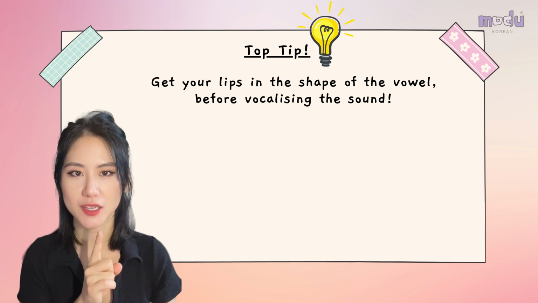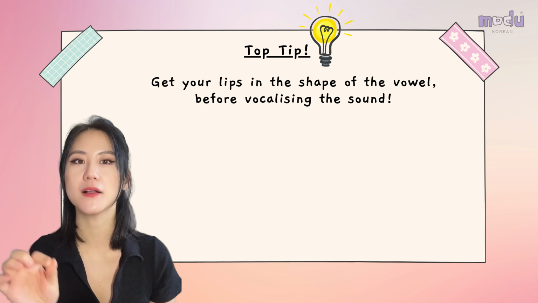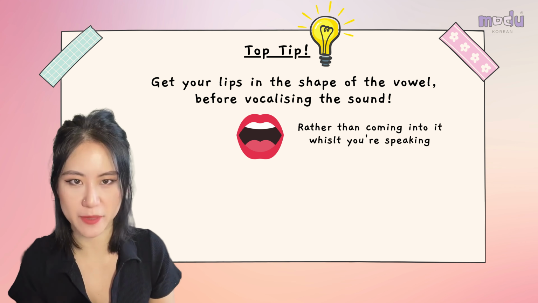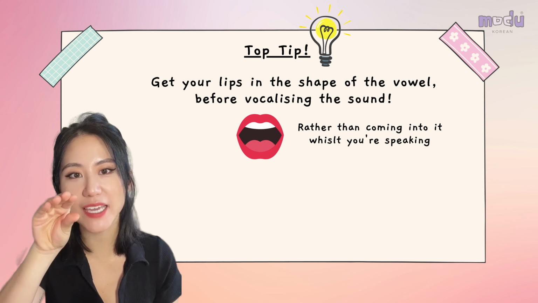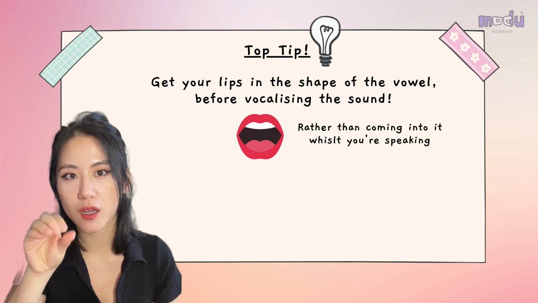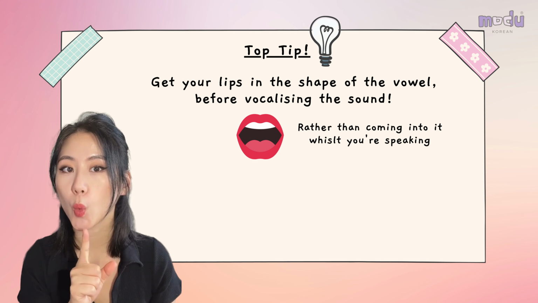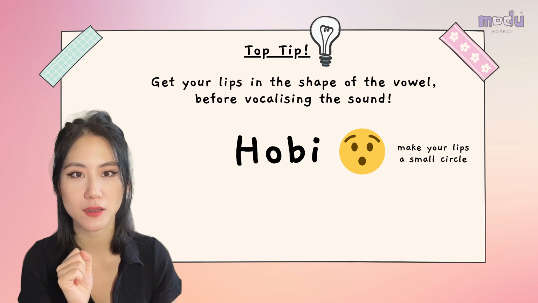The trick is in your lips. The trick is to get your lips in the shape of the vowel first, rather than going into the shape. So watch me going Ho. Notice my lips are coming into the shape of the O. But in Korean, you want to get your lips there first and then say it. Ho.